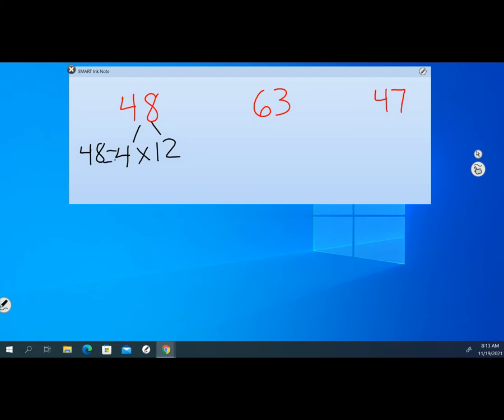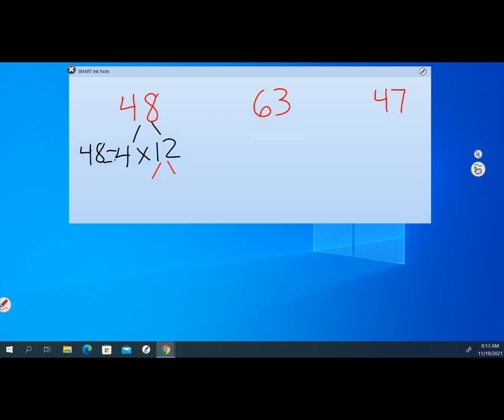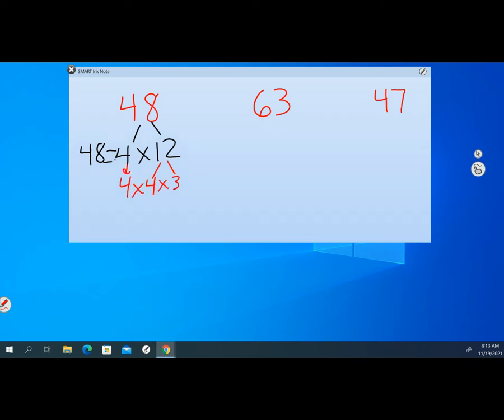I just kind of broke 48 apart, kind of like our number bonds that we did the other day. Okay, 4 and 12 aren't prime numbers. I can reduce or change both of those again. Like 12, I can change to 4 times 3. So the 4 kind of stays. Okay, so I'm getting pretty close there. Then I would kind of keep going until I get all prime numbers.